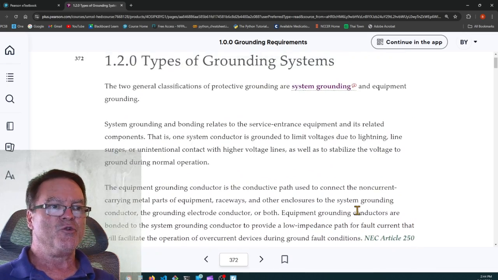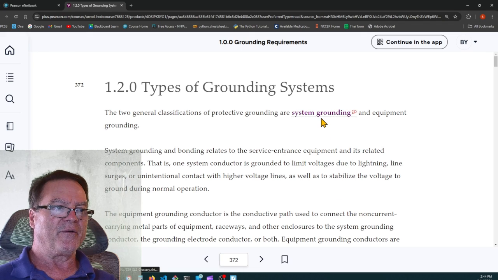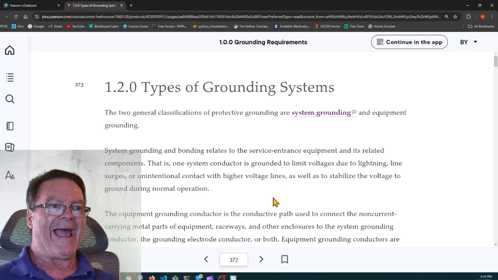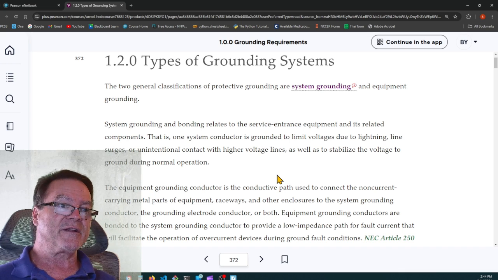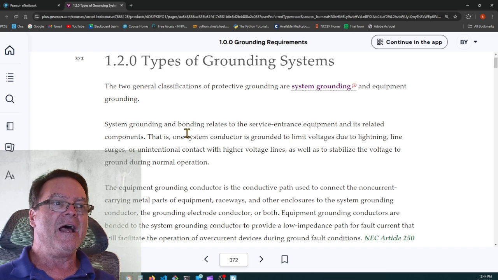Sometimes they refer to the system grounding as being line side grounding. In other words, it's the grounded conductor, the neutral conductor coming in on the service and going to the main bonding jumper being tied to the grounding electrode conductor and to the equipment grounding conductors. They call that line side grounding.